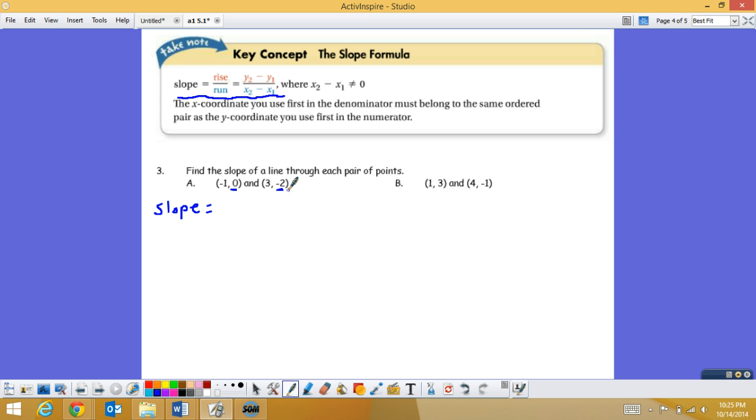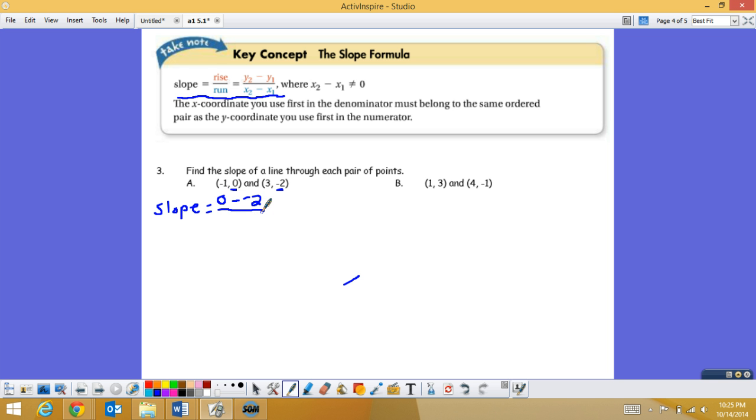Now, they are in order. Order does matter, but it really doesn't. And this is what I mean when we do this. So the 2 y coordinates are 0 and -2. So in this first case, we're going to take 0 minus -2. Okay? Those are the 2 y coordinates.